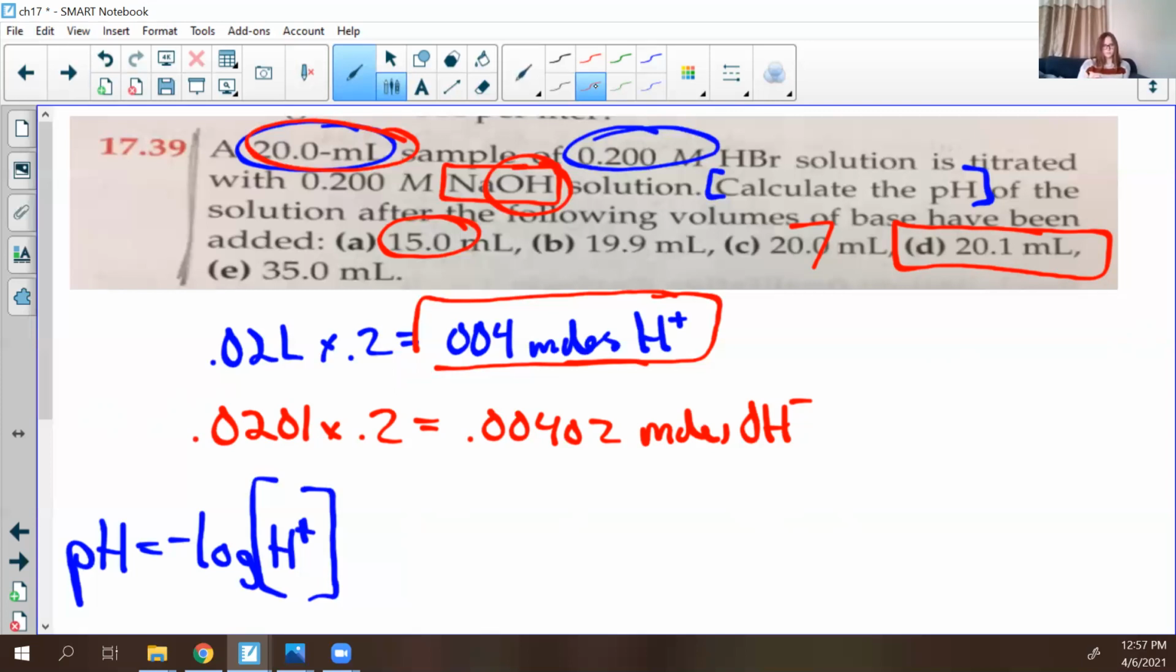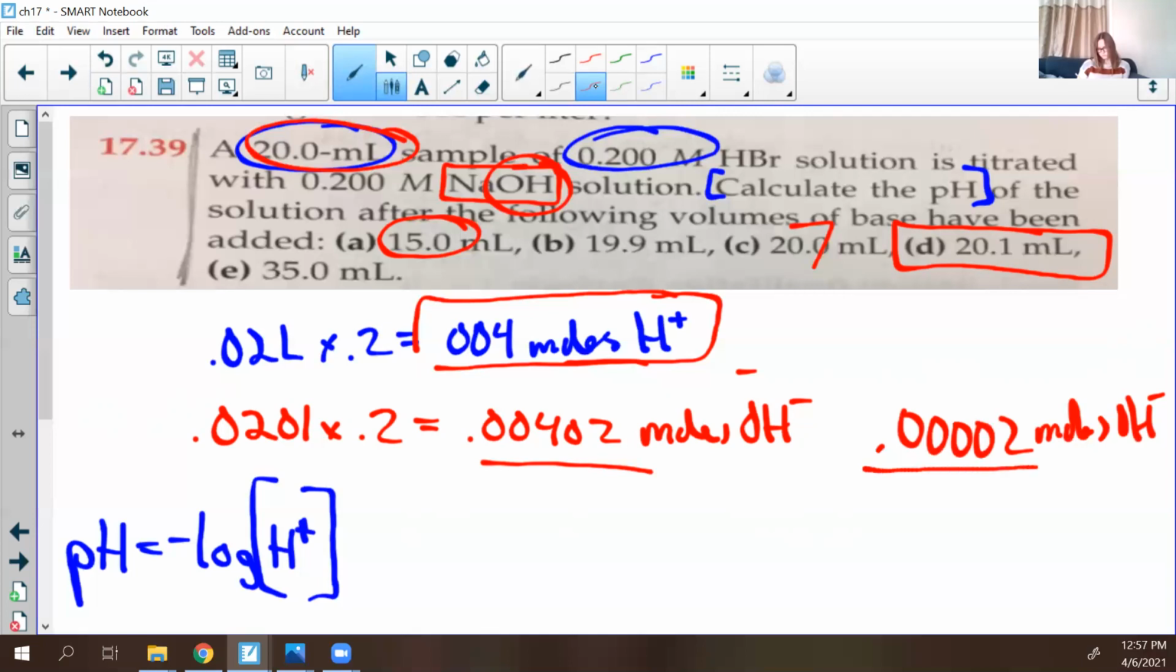Okay, so we'll have excess now. We take the big number always and subtract. I know it's ugly, but we're going to subtract upwards. We end up with the difference of 0.00002. Yeah, that's moles of OH minus. You can put it in scientific notation.